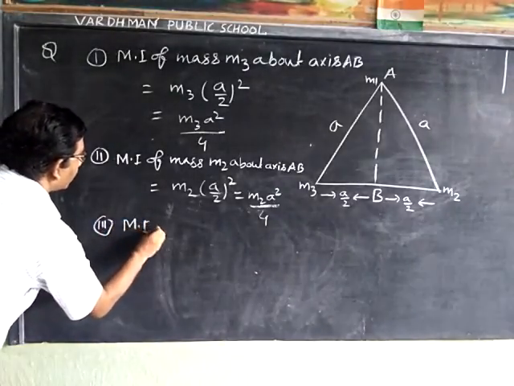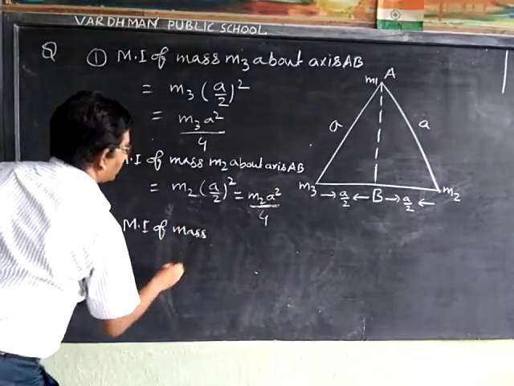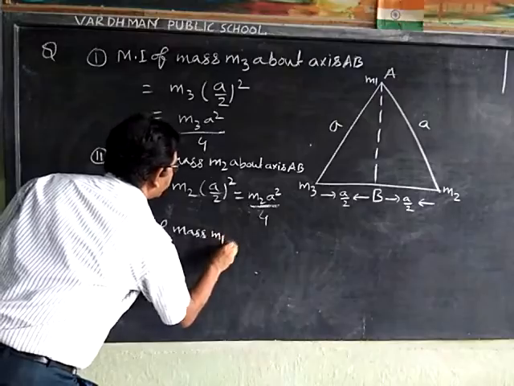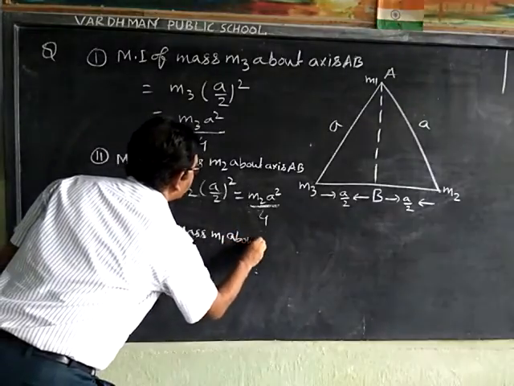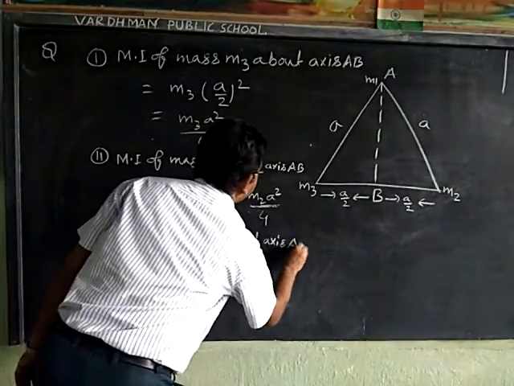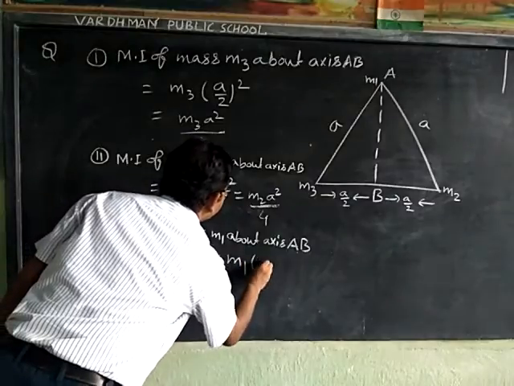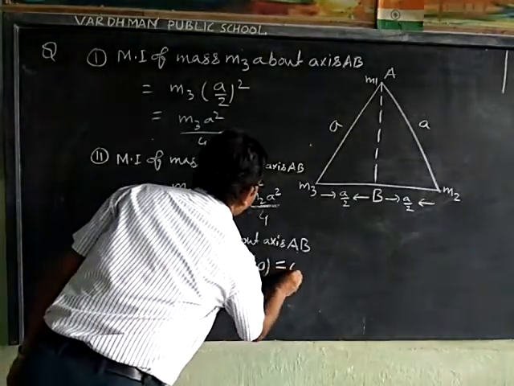Now moment of inertia of mass M1 about axis AB, that is M1 into 0, which is equal to 0.